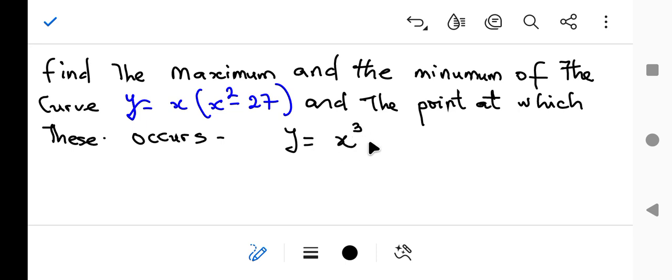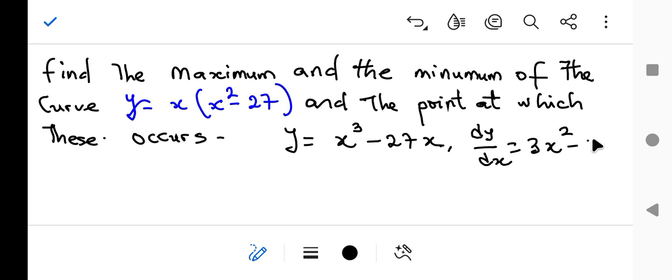Now this equation, our y, we can decide to rewrite y as x cubed minus 27x, right? When we open this bracket, we can now get dy/dx, the change in y upon the change in x. This will give us 3x squared minus 27. Fantastic. So at the turning point or stationary point, dy/dx is 0.